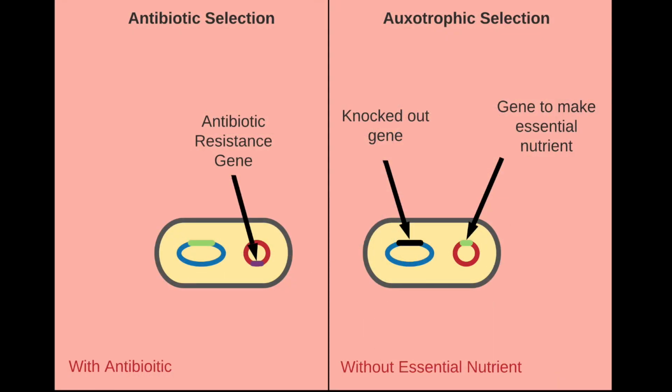To recap, two common options for selective markers are antibiotic selection markers and auxotrophic selection markers.